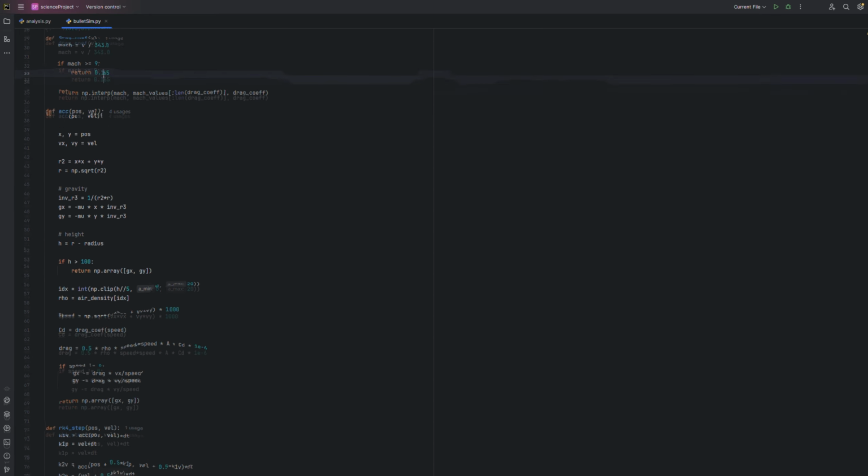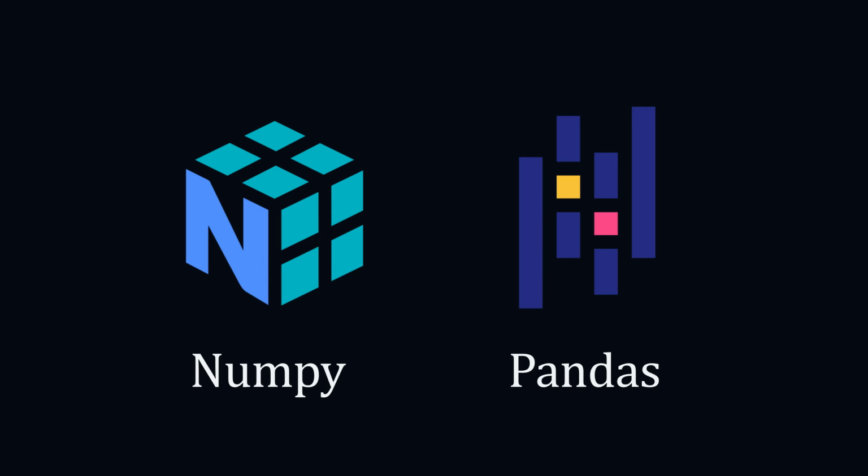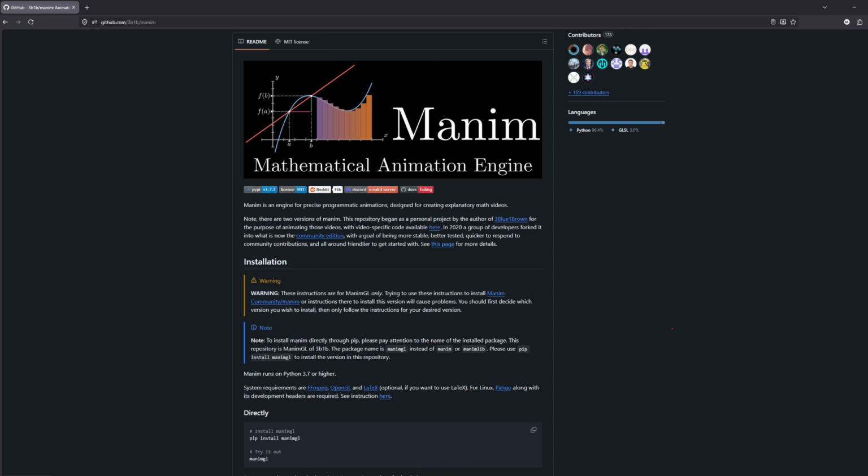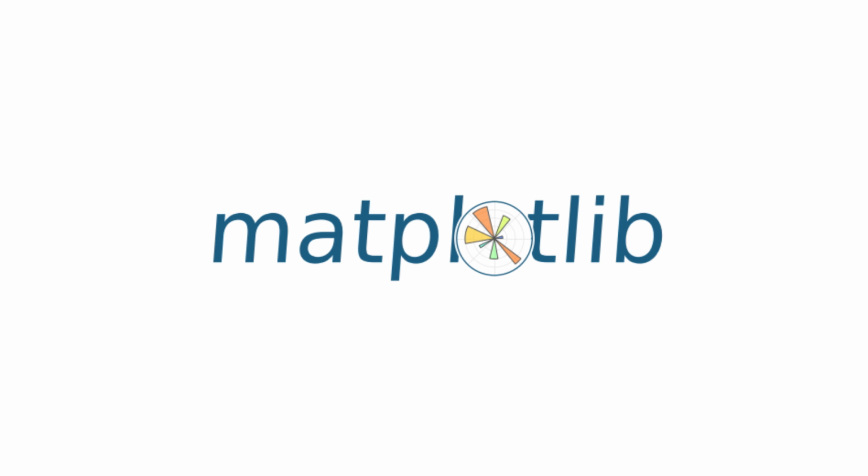So, I use Python to make the simulation and analysis, using NumPy and Pandas libraries to deal with the math and storage in CSV files. Most of these animations were also made in Python using Manim, a library made by 3Blue1Brown. Finally, the graphs shown are rendered with the matplotlib library.